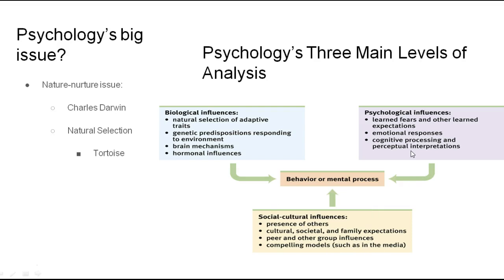And then the third level of analysis is psychological influences. This is learned fears and other learned expectations, emotional responses, or cognitive processing. So this might be something like, I'm afraid of an airplane, right? Has anything bad ever happened to me on an airplane? Nope. But is it a little bit scary when that turbulence happens? Definitely. That's psychological, right? There's no biological reason for that fear. There's no social cultural reason for that fear. It is all an emotional or psychological response for my behavior and my fear.